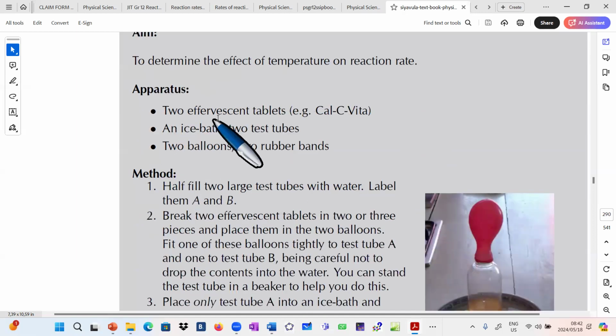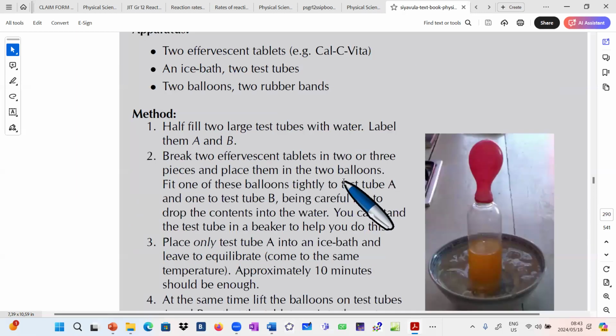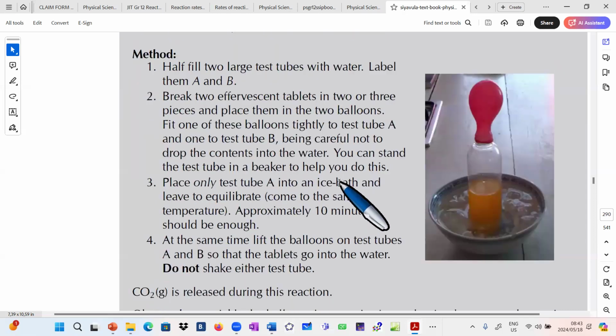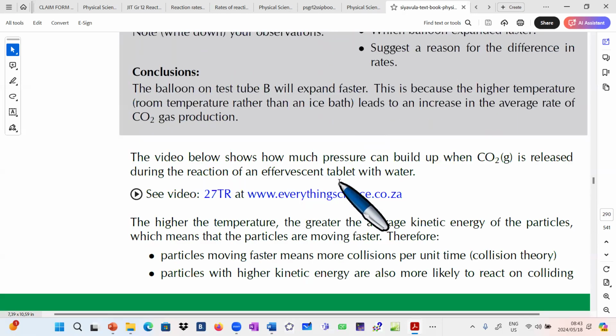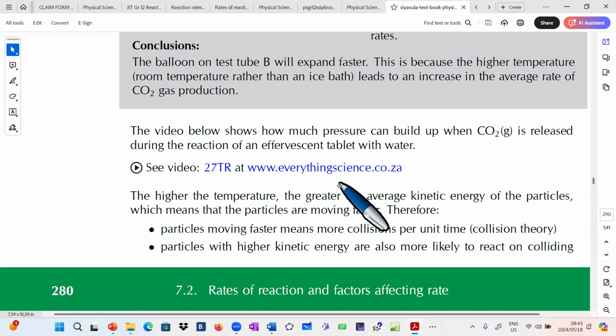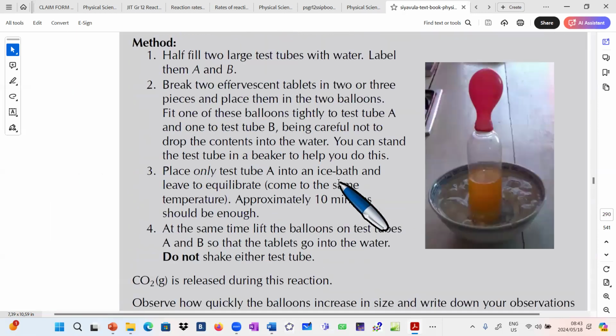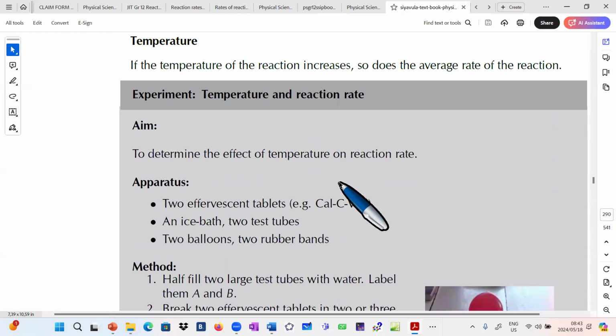The apparatus needs 2 effervescent tablets, an ice bath, 2 test tubes, 2 balloons, and 2 rubber bands. So that is that kind of an experiment. I'm not really going to spend time on that, but also the idea of what they call a catalyst.